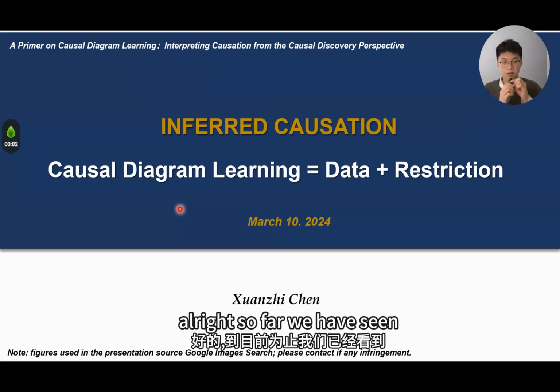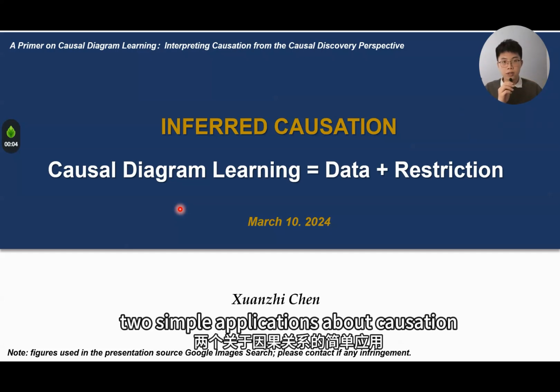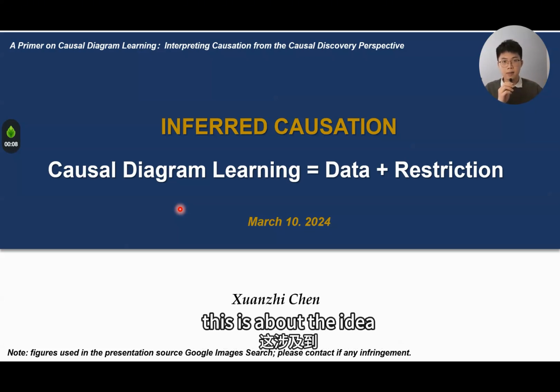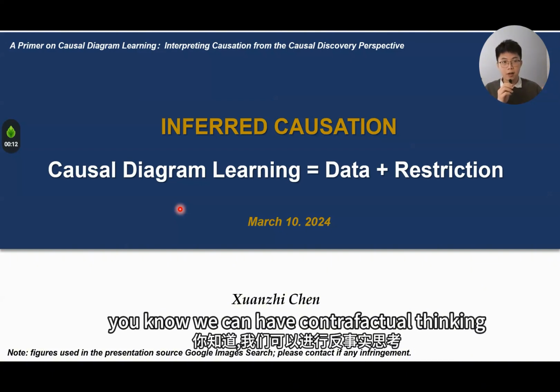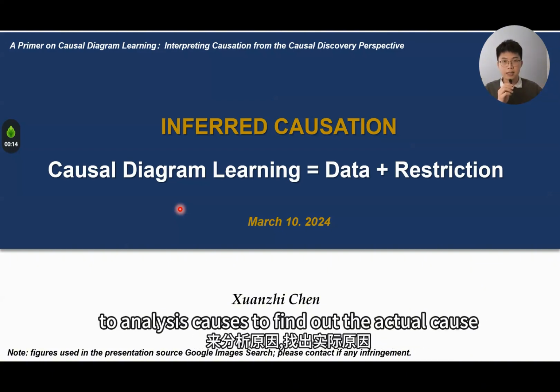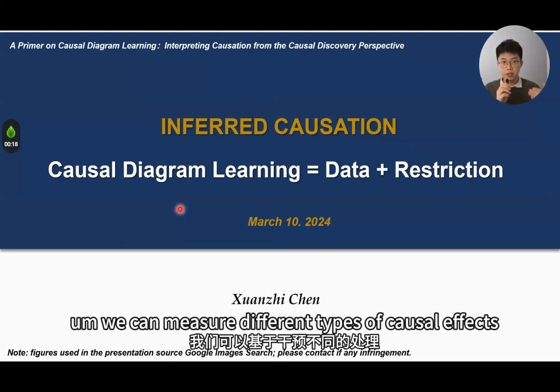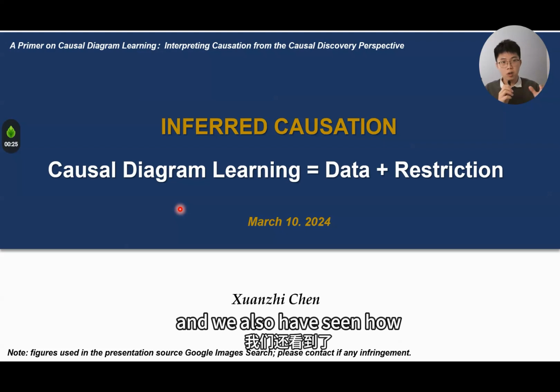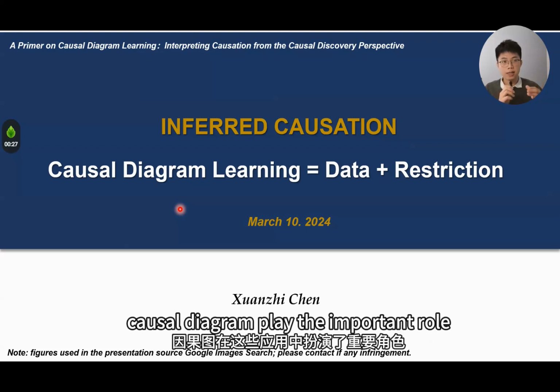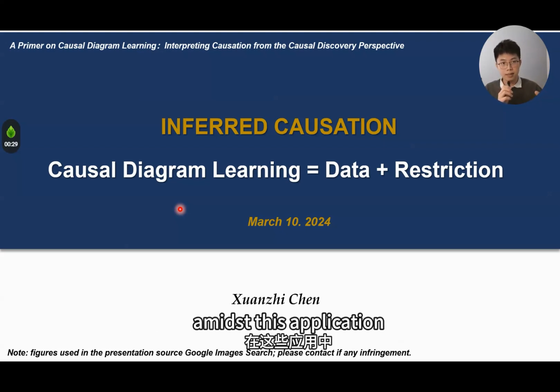All right. So far, we have seen two simple applications about causation. And in essence, this is about the idea of counterfactuals and intervention. We can have counterfactual thinking to analyze causes to find out the actual cause. We can measure different types of causal effects based on intervening with different treatments. And we also have seen how the causal diagram played an important role in these applications.